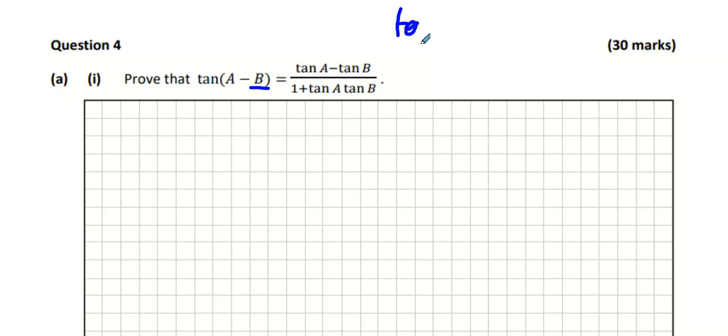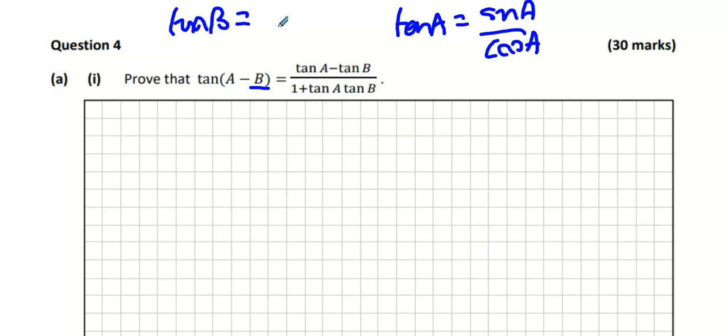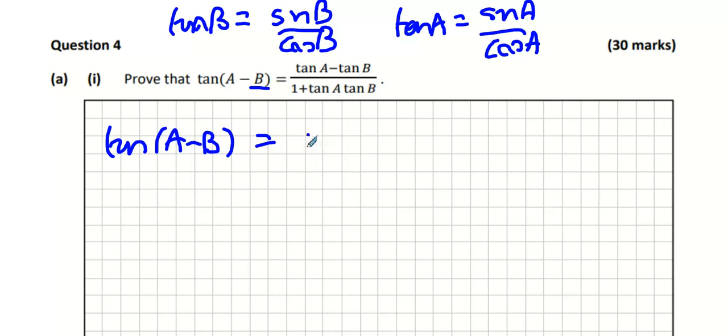We all know that tan A equals sine A over cos A. That is a rule on page 13 of your tables, top left-hand side. Therefore, tan B equals sine B over cos B. Therefore, tan(A - B) must in turn equal sine(A - B) over cos(A - B).